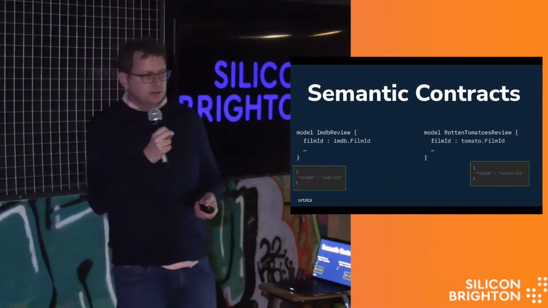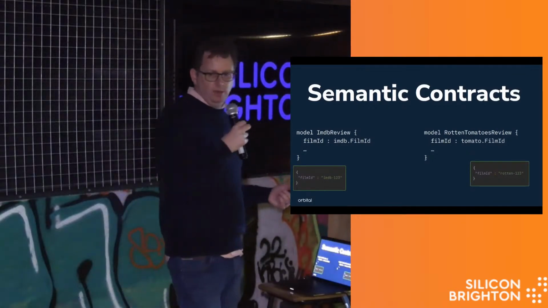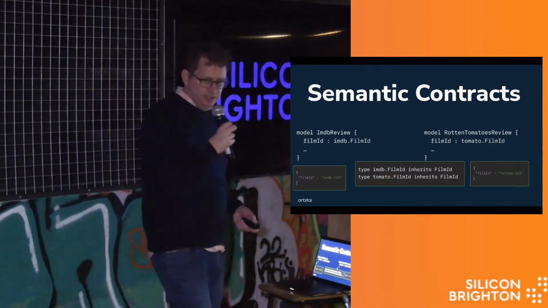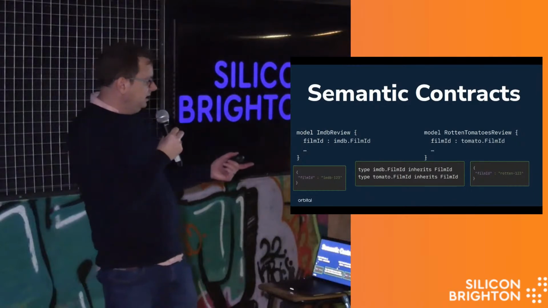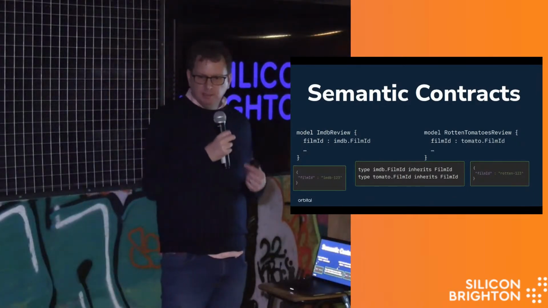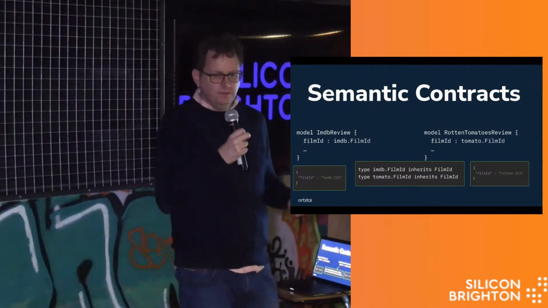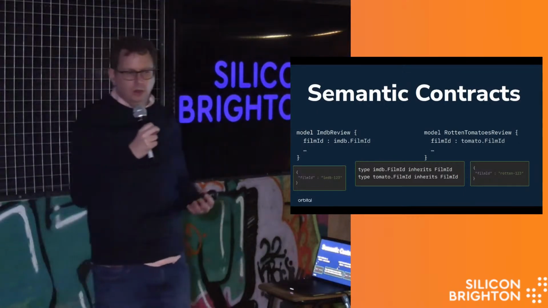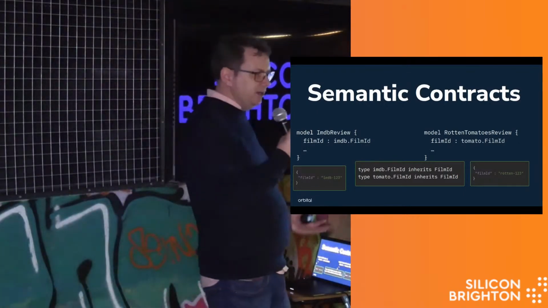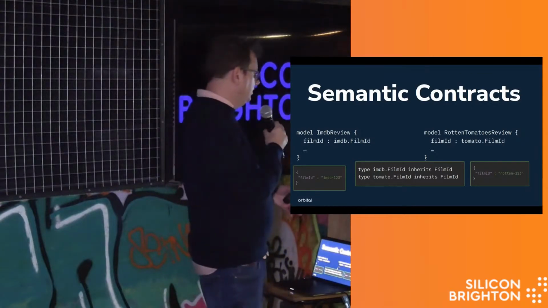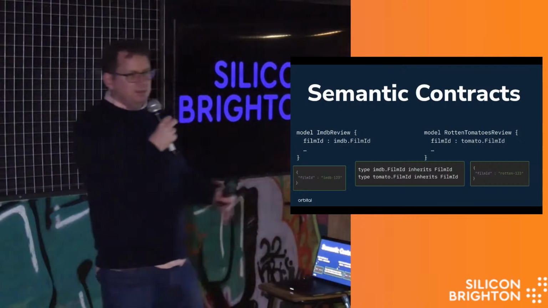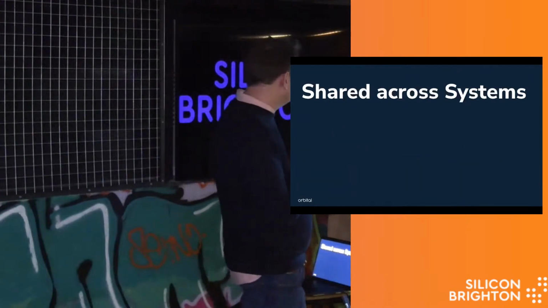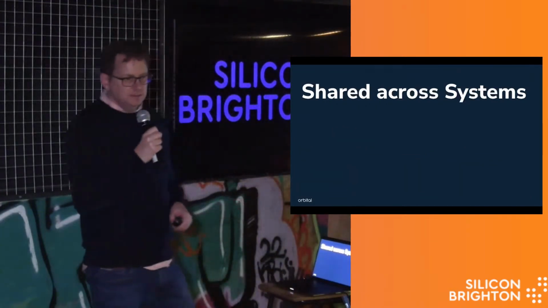However, because they're types, we can do all the same kind of things that we do with types anyway. We can namespace them, right? We can put them in packages. We can even use inheritance to say, actually, IMDb and Rotten Tomatoes, their film IDs, they're both specializations of the idea of a film ID. So it means that we can do things like say, show me all of the film IDs, or just select things that have a Rotten Tomatoes film ID, or just select things that have an IMDb film ID. Because it's a type system, all those tricks that we know and love from our years of type systems apply. And they're designed to be shared across systems.